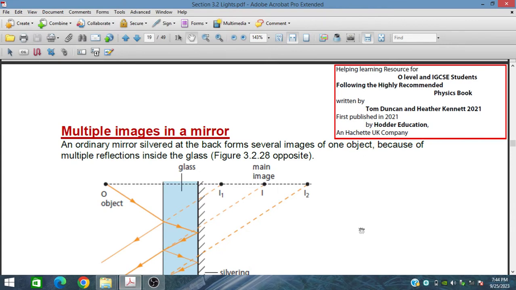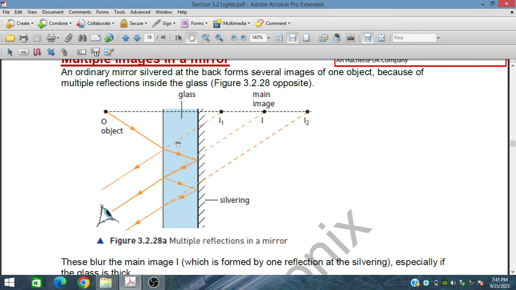Bismillahirrahmanirrahim. In this session, we will discuss multiple images in a mirror from O-level physics, written by Tom Duncan and Heather Kennett, published by Hodder Education. An ordinary mirror silvered at the back, at this side. This is an ordinary mirror. Several images of one object.